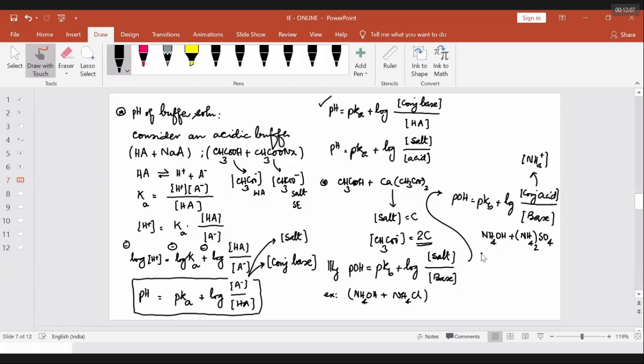Naturally, concentration of salt, suppose for example, if you are taking concentration of salt as C, you cannot substitute here. In this case, you have to say concentration of conjugate acid. Who is that fellow? Ammonium ion must be equal to, what is that? 2C. Be careful about this one. Go ahead.